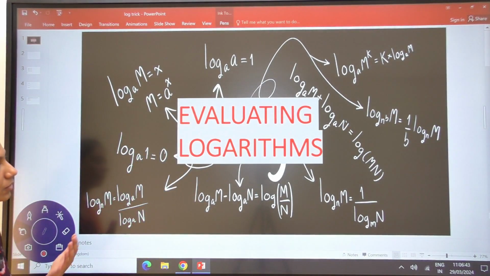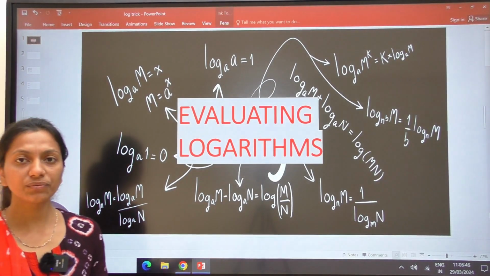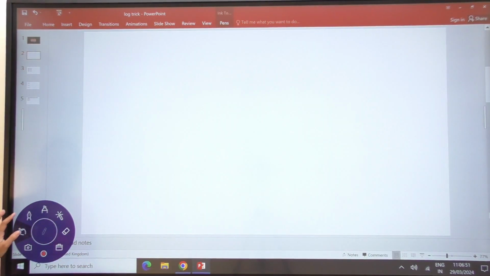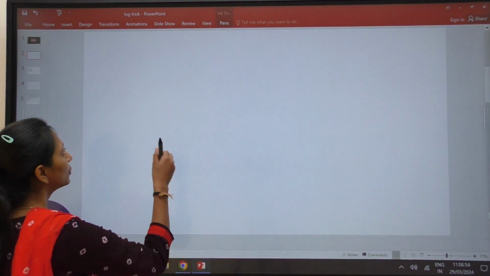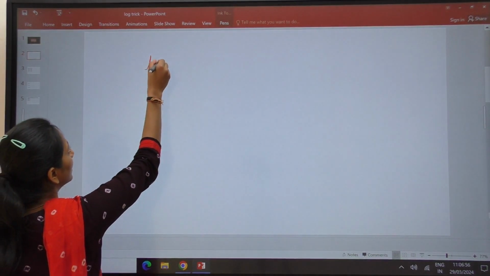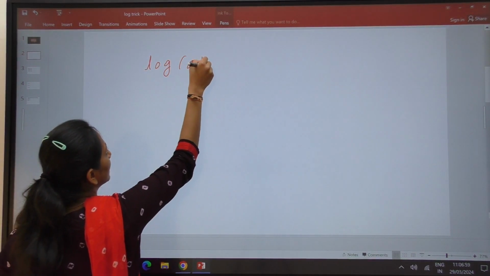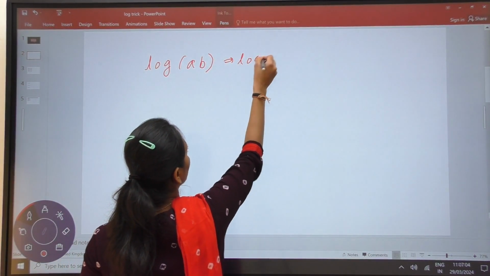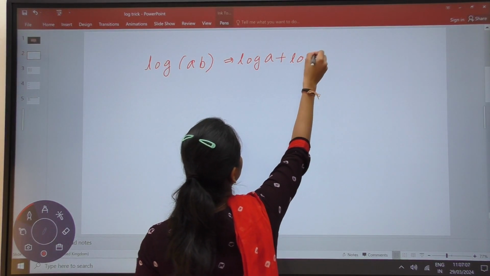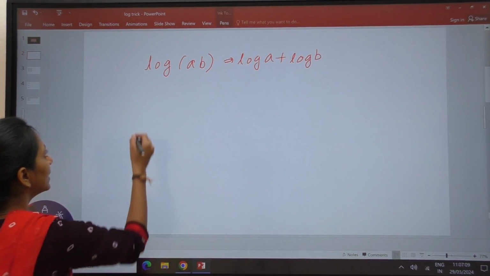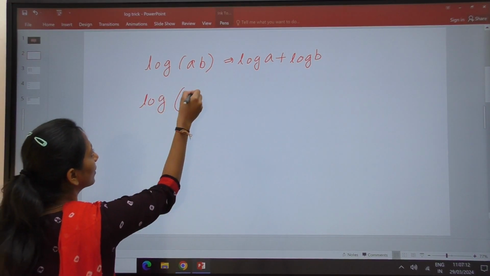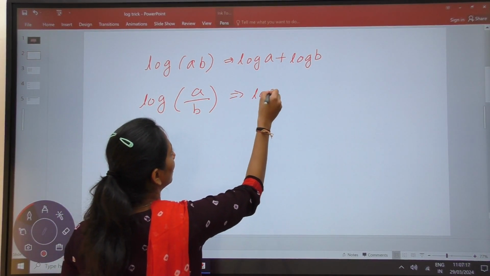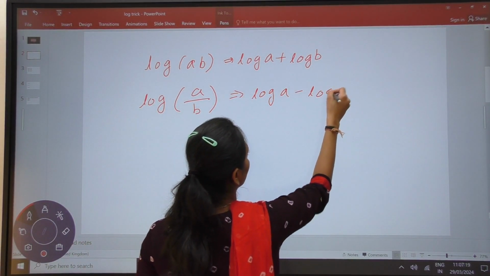Before going into how to find it, there are a few formulas you should remember to solve logarithms. Suppose you want to find the logarithm of log a into b, a number a into b. We can write log a plus log b. If we have to find log of a divided by b, then we will use the formula log a minus log b.